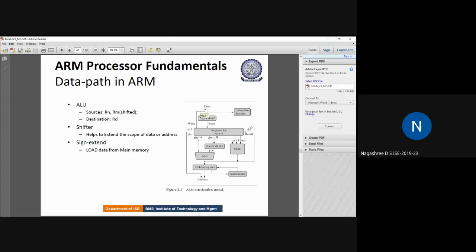Load instructions are written into the memory. No, that is store. Load in the sense we are loading the register, retrieving the data from the memory to the register, and store is the opposite. Okay.